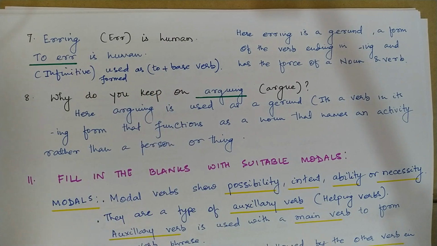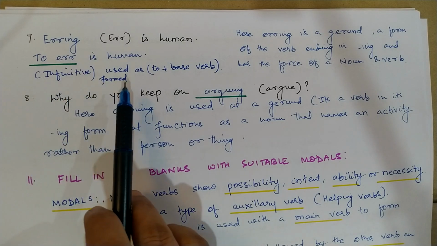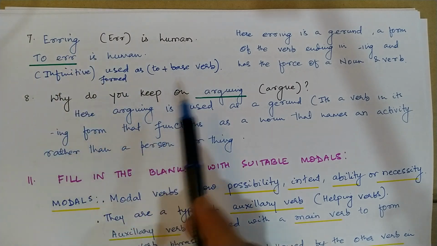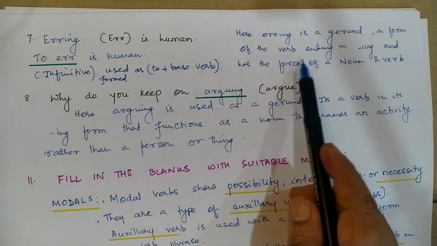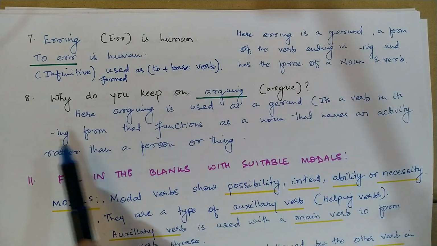Is human. It will be to is human. It will be used as an infinitive as we add a to the base verb. Here erring is a gerund, a form of the verb ending in ing and has the force of a noun and a verb. Number 8.